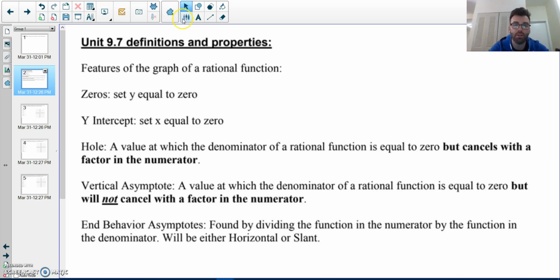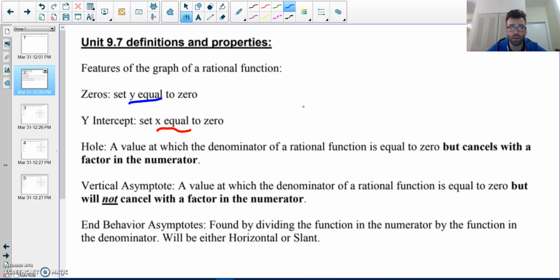Remember to find the zeros of our function, I set y equal to 0 and solve for x, which you've been doing for a long time. To find the y-intercept of a function, same thing. You've been doing that for a while too. Set x equal to 0 and solve for y.